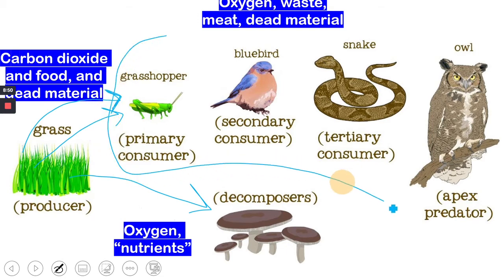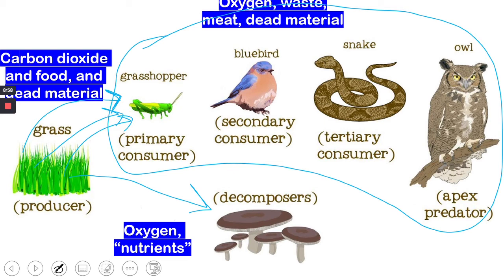And I'm going to draw a big circle around all my consumers. This food web shows multiple consumers, but my plants are going to get mostly eaten by consumers and they're going to give off carbon dioxide. And then if I look here at my consumers, I've got the grasshopper and the bluebird and the snake and the owl. They are giving off carbon dioxide and they are giving off waste, which will go straight to the decomposers.